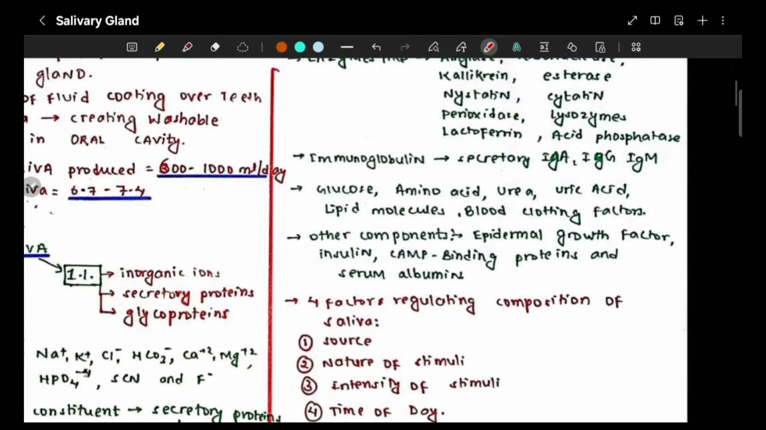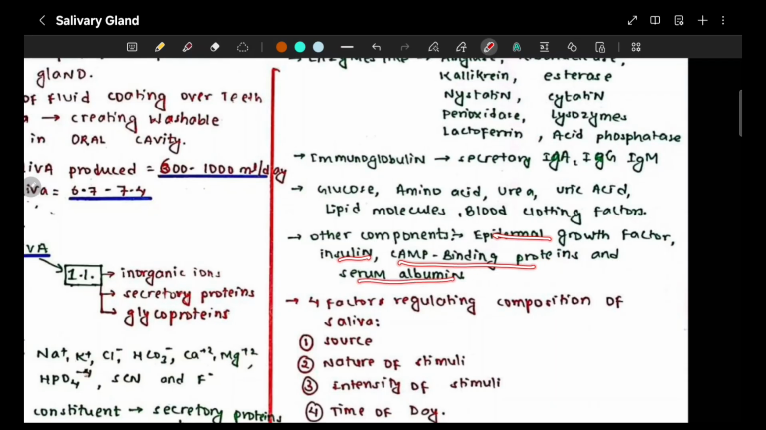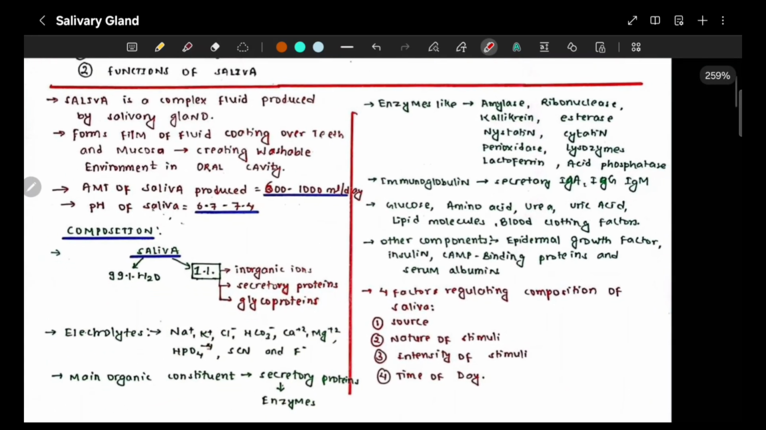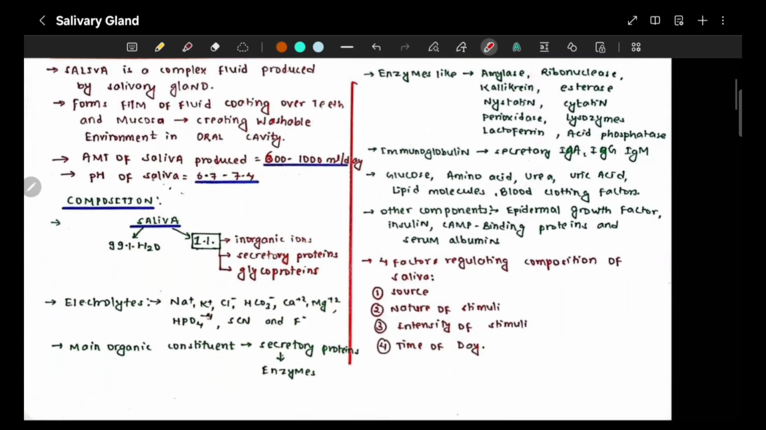The other constituents of saliva are glucose, amino acids, urea, uric acid, lipid molecules, and blood clotting factors. Similarly, epidermal growth factor, insulin, calcium-binding proteins, and serum albumin are also present in saliva. This composition of saliva is very important. You should remember this, as it is usually asked in theory exams.